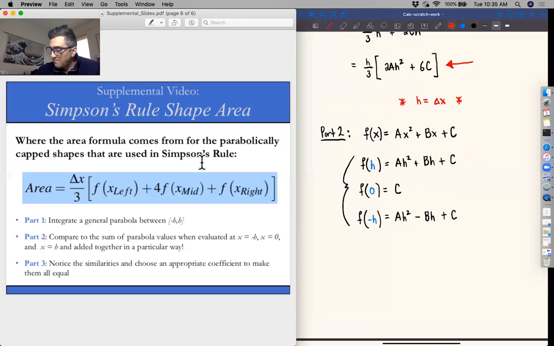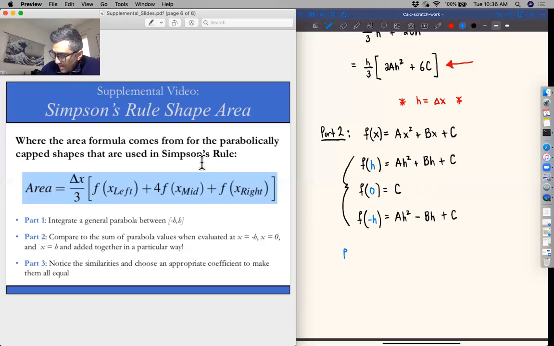The only thing left, though, is we will only get 2c at the end. But up here, we have this 6c. So the way in which we can compensate for that is basically by adding 4 times this middle equation to it. So let's just go through these steps more explicitly.